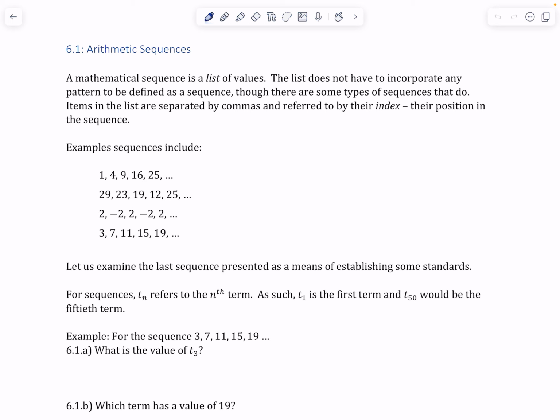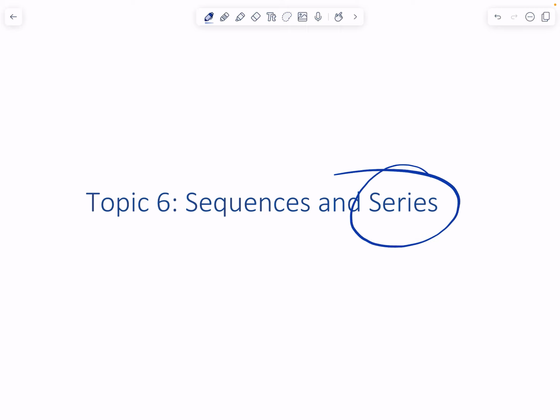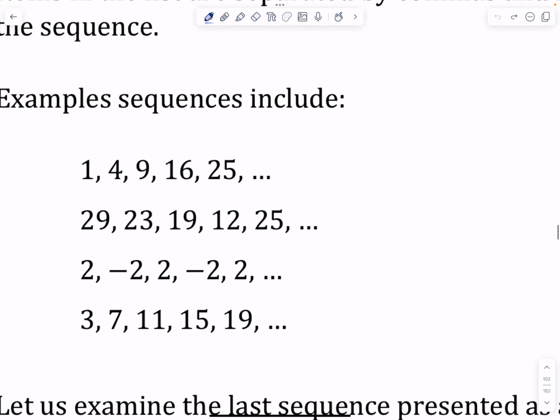This is lesson 6.1. It's the first lesson in this whole topic of sequences and series, where sequences are essentially lists of numbers, and then series are sums of those numbers. In this unit, we will look at two particular kinds of sequences, arithmetic and geometric sequences, and then we're going to look at their related series, adding up all the terms in those particular sequences.